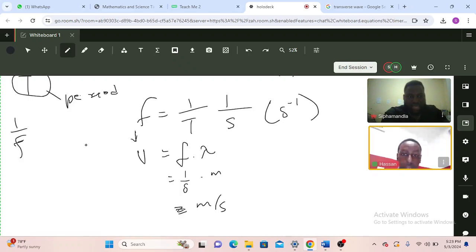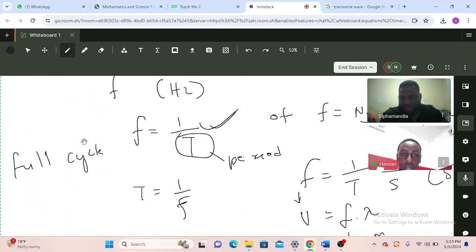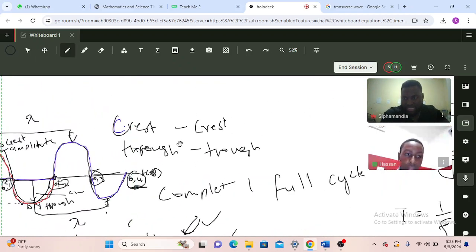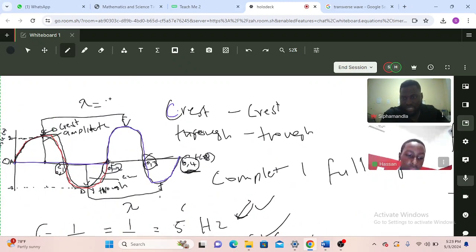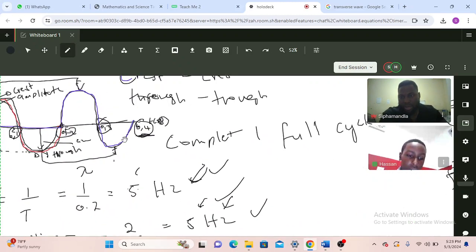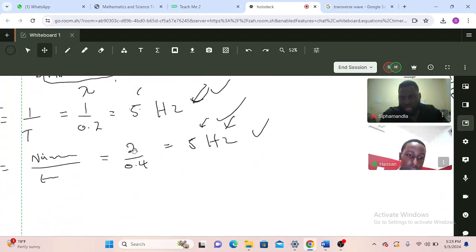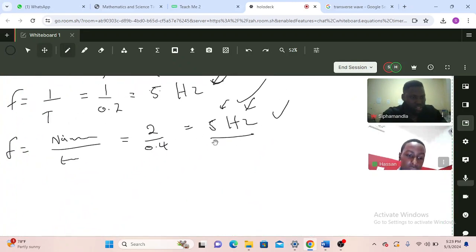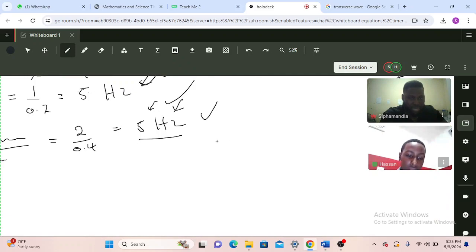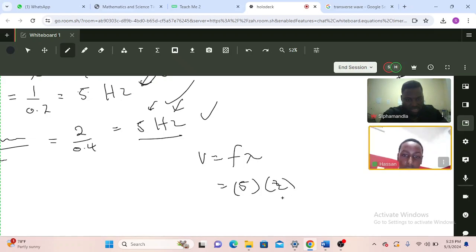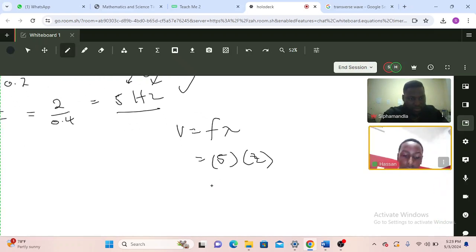Let's say we are given that the wavelength here is 2 meters. I'm making an example. Now, if that is given, we already got the frequency, so we can calculate the speed for this wave. The speed would be v equal to frequency times lambda. The frequency is 5 hertz times the wavelength, which is 2 meters. 5 times 2 is equal to 10 meters per second.